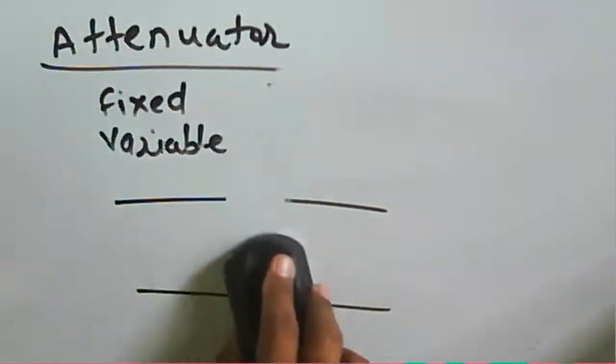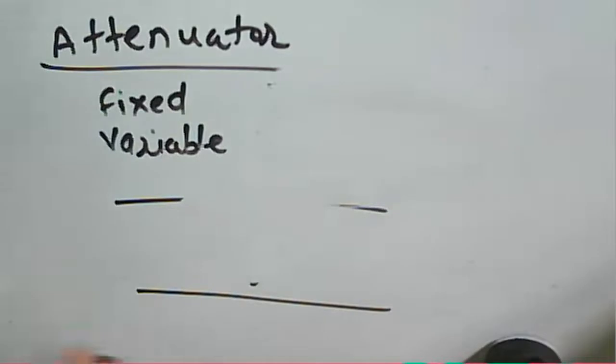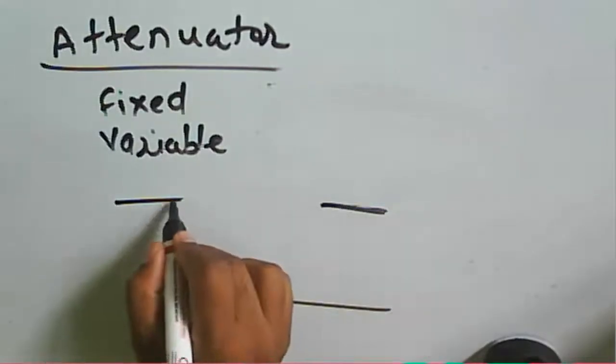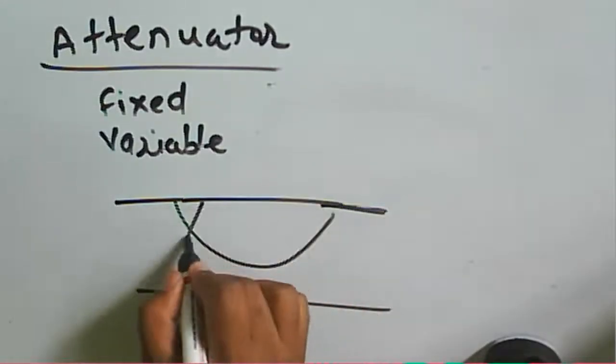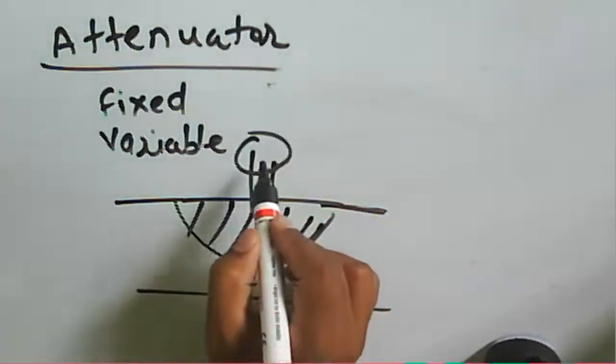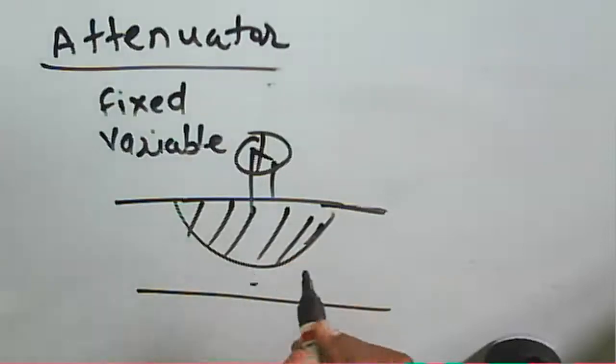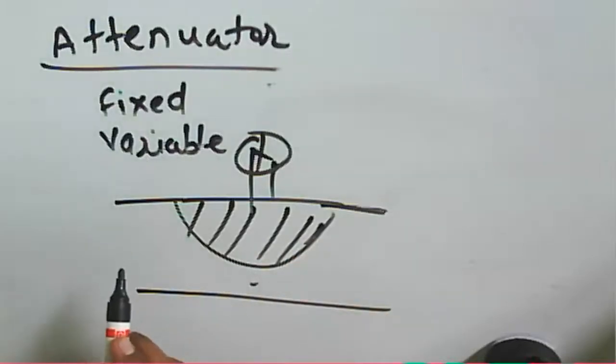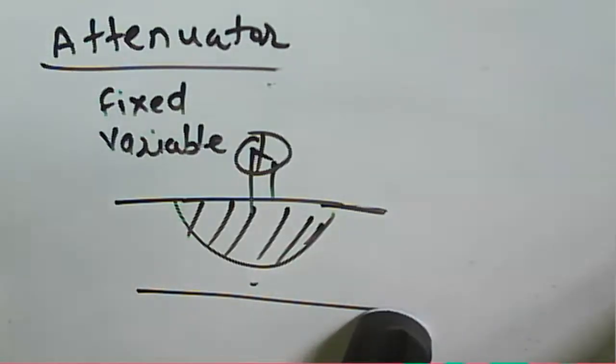But in the case of a variable attenuator, there will be a section that is variable. We can use a screw here to increase this obstacle inside the guide. That is called a variable attenuator, and it will attenuate the signal through the guide.